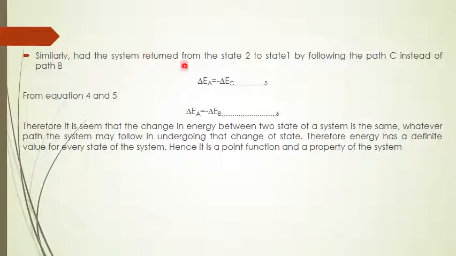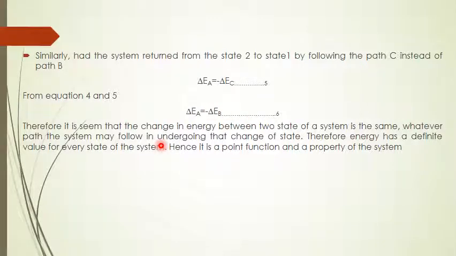Similarly, had the system returned from state 2 to state 1 by following path C instead of path B, where earlier it returned by path B, we can write delta EA equals minus of delta EC. Call it equation 5. Now from equations 4 and 5 we can easily write delta EB equals delta EC.